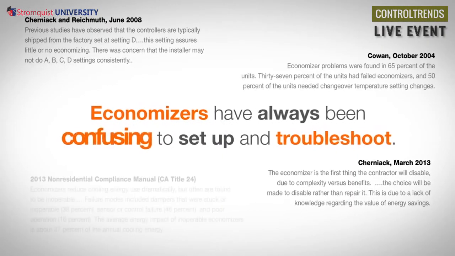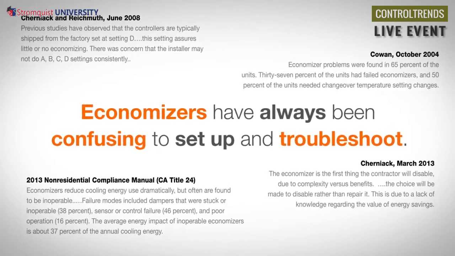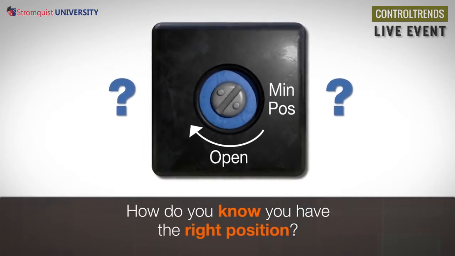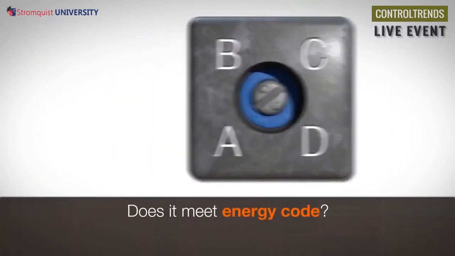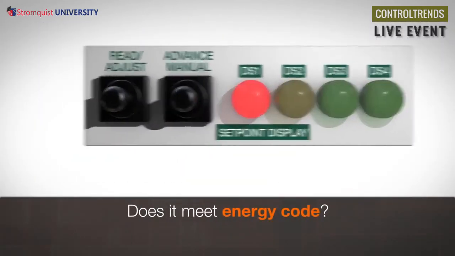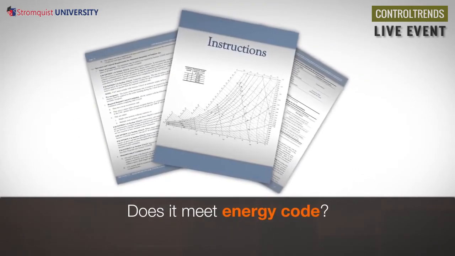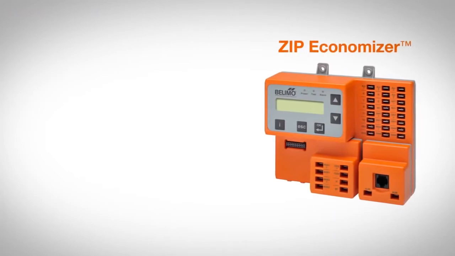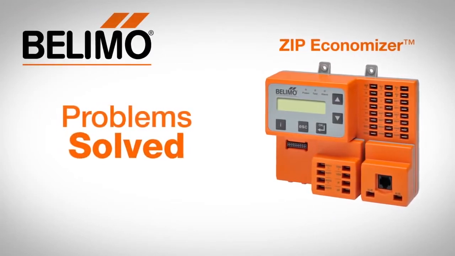Economizers have always been confusing to set up and troubleshoot. Small dials to turn, with no indication of what the positions mean, selector switches with letters, mysterious blinking LEDs, installation instructions with psychrometric curves, and more. But with the Zip Economizer from Belimo, problems solved.